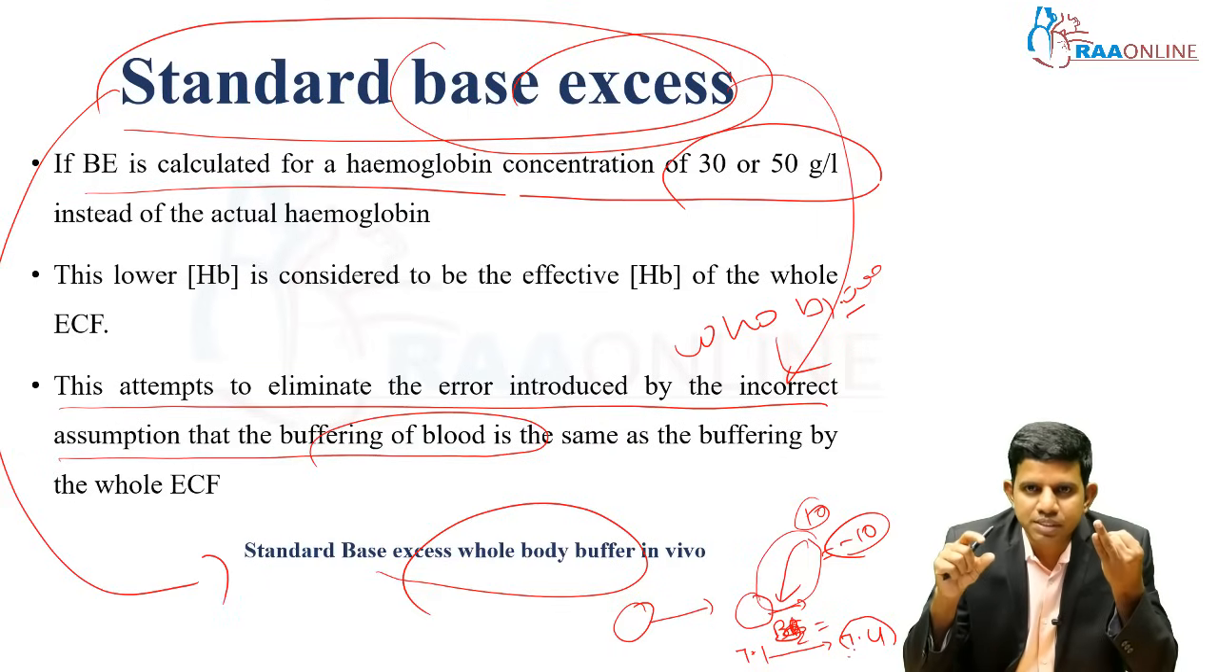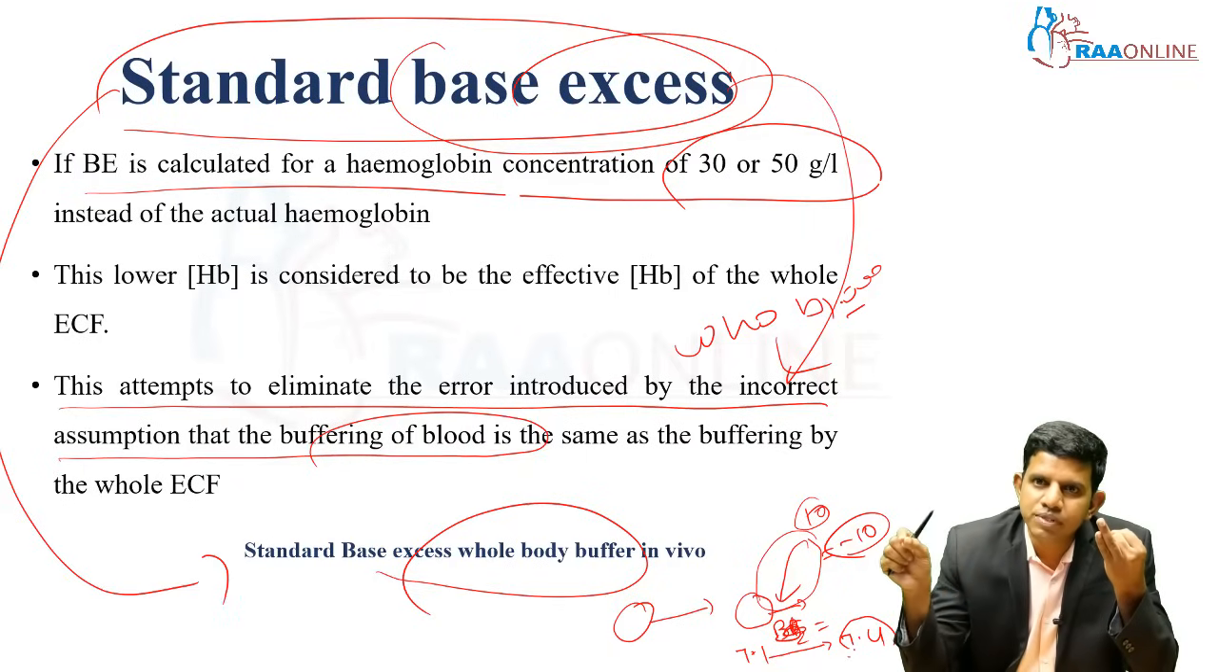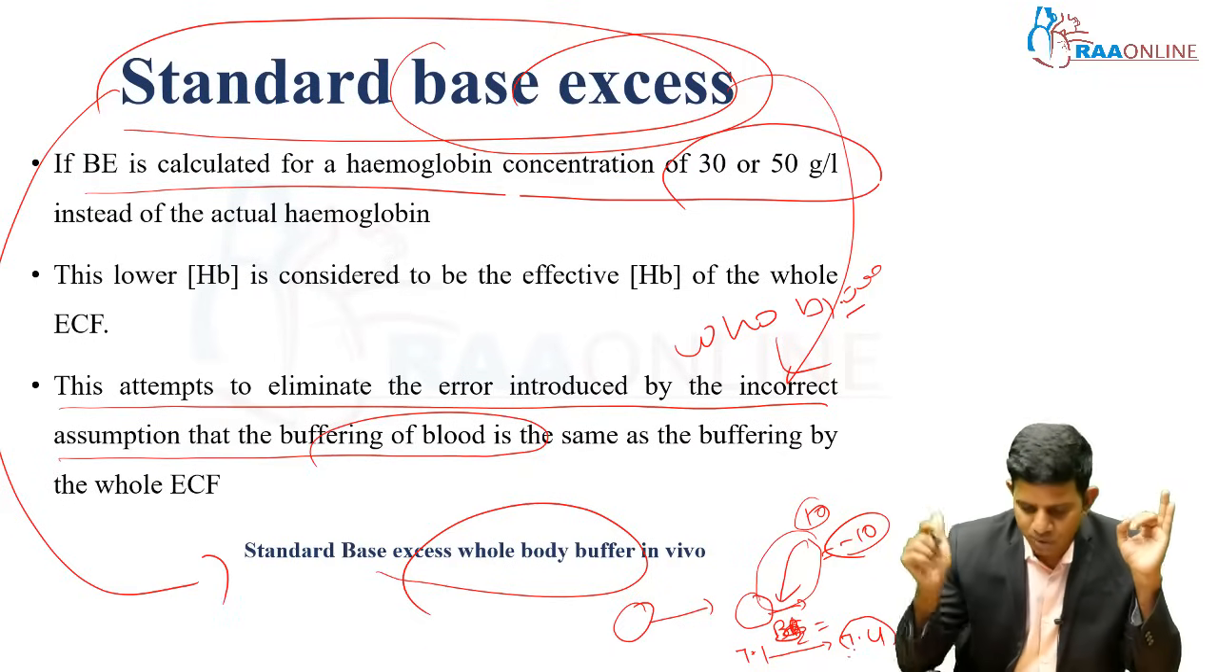The base excess gives an idea about the whole body buffers. Actually, base excess is not a whole body buffer, it is a whole blood buffer. What we need is actually the whole body buffer. To correct that, we need something like a standard base excess. They took an average hemoglobin concentration in the standard bicarbonate and standard base excess. In the base excess, they included the actual hemoglobin.